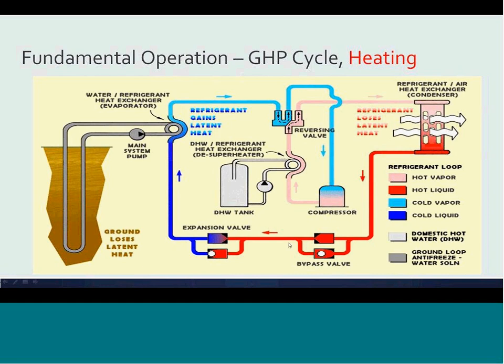This liquid is passed through the bypass valve, then the expansion valve, where heat is absorbed and the refrigerant again changes state at the ground loop heat exchanger. Let me back up here. The cold liquid is passed through the water refrigerant heat exchanger at the ground loop, where heat is absorbed and the refrigerant again changes state from cold liquid to cold vapor. The refrigerant valve then directs the cold vapor through the compressor where work is done on the refrigerant to heat the refrigerant to vapor, and the cycle starts all over again.